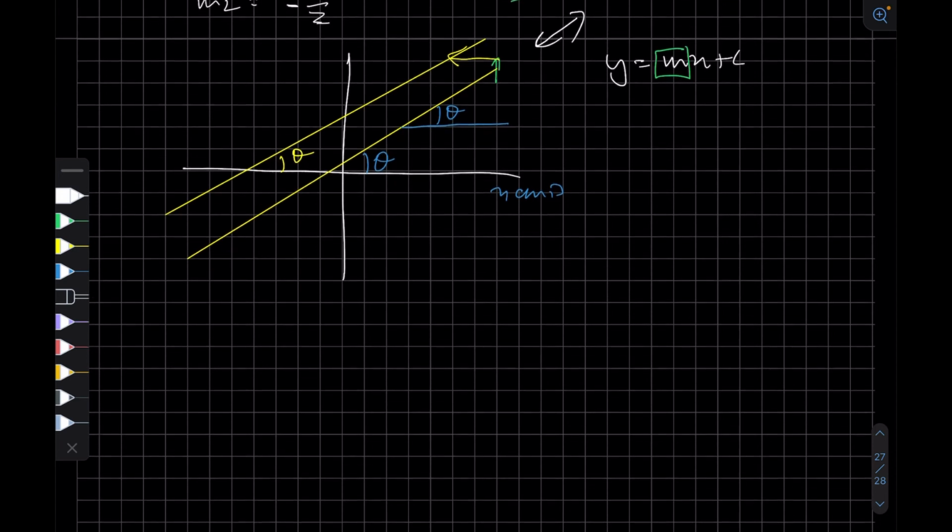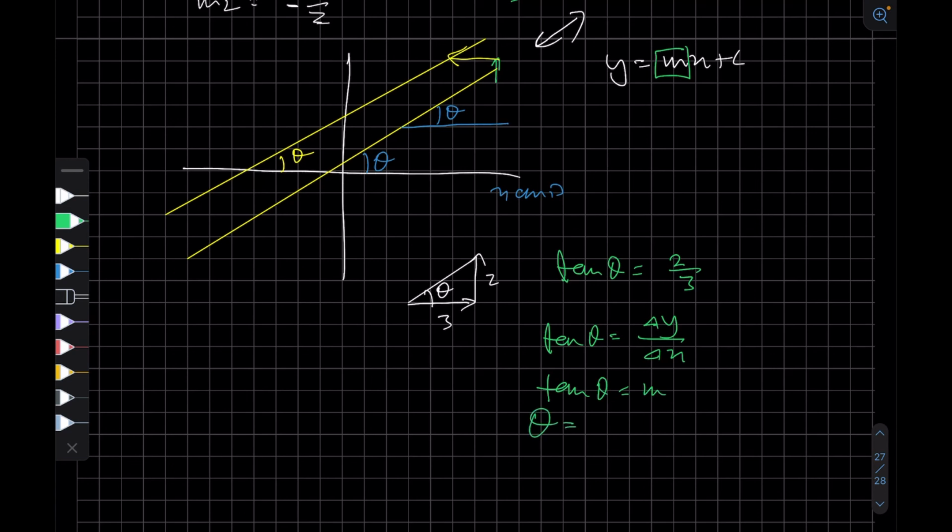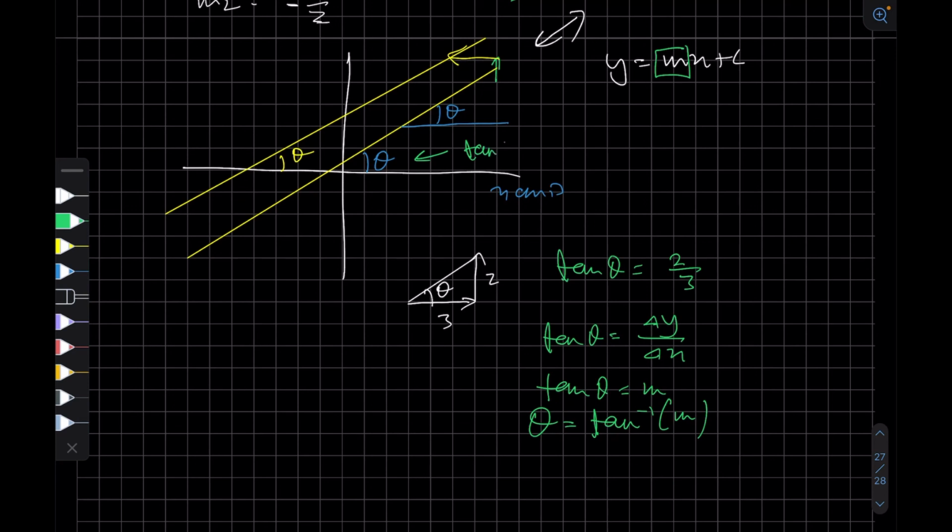Right, so what is m? M is the change in y over change in x. Let's say there's 3 unit change in x, there's 2 unit change in y, this is my line. This would be theta, the angle it makes with the horizontal. Just applying some basic trigonometry, we notice that tan theta will be equal to 2 over 3, which in general is tan theta equal to the change in y over the change in x, which is just the gradient. And so we see that theta will be arctan or tan inverse m.